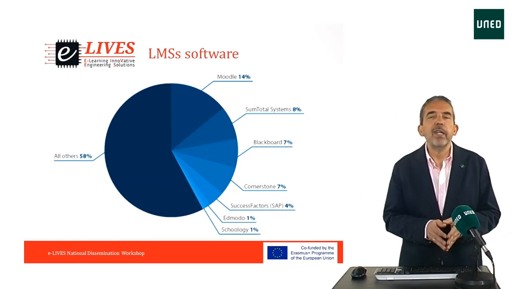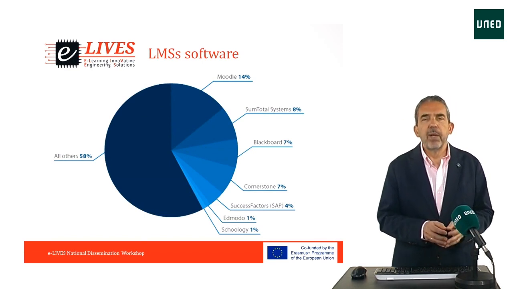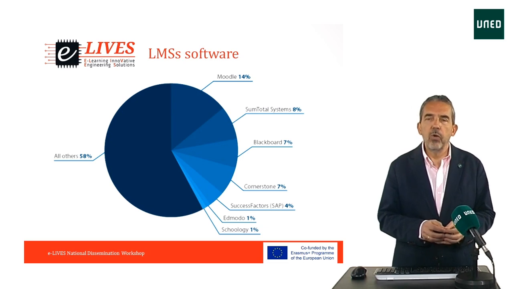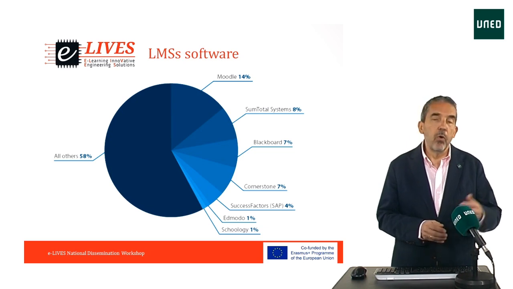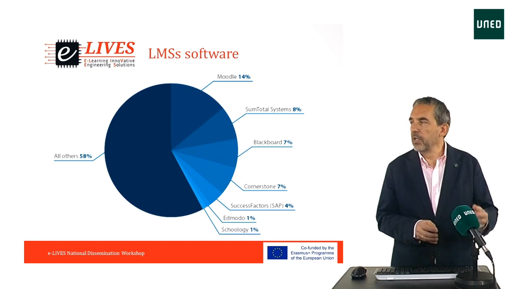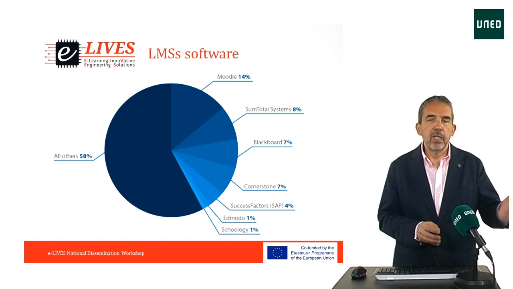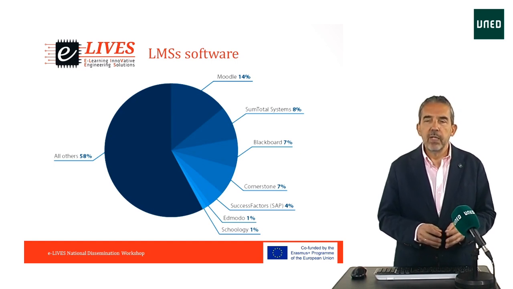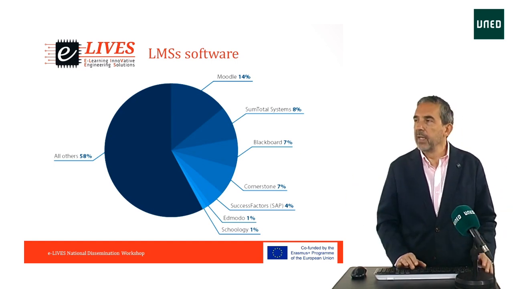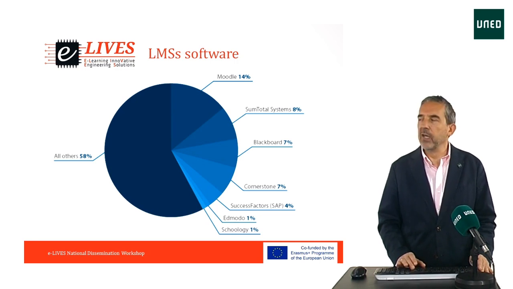The major part of the learning management systems in software is Moodle. This is an open platform that is the most used around the world. It's 14% of the share. SumTotal, this is 8%. Blackboard, for example, that's a private and licensed one, is around 7%. Cornerstone, SAP, and so on. Then Google, for example, has its own environment to work there, and we have a lot of different ones. All the other, smaller ones are 58% of the environment of the learning management software.